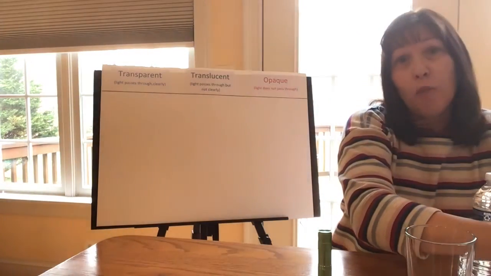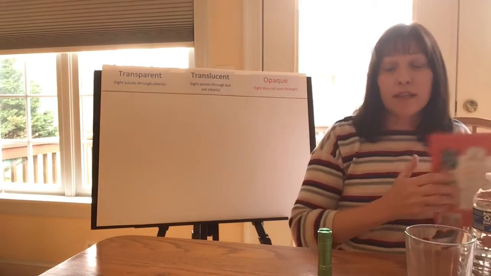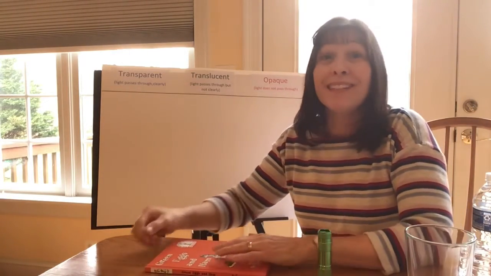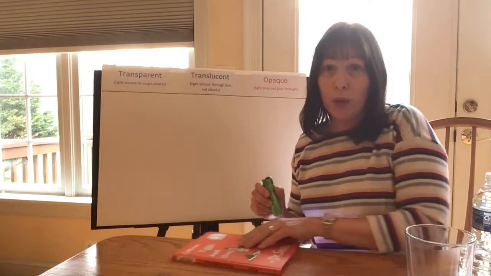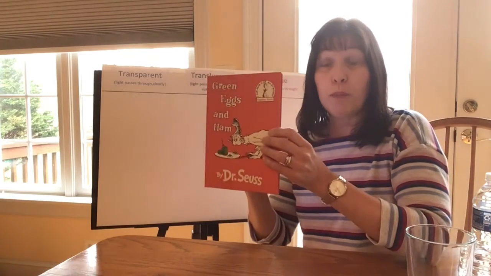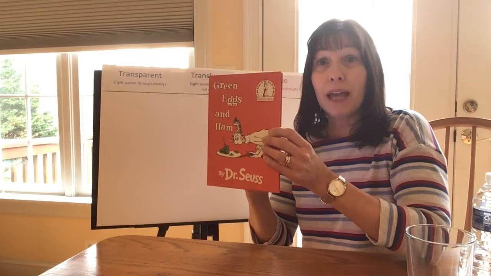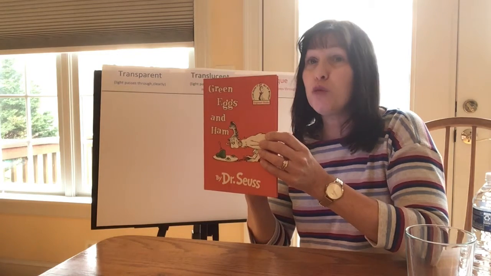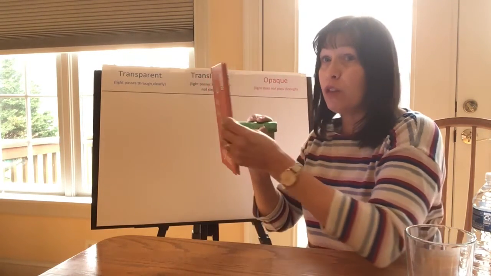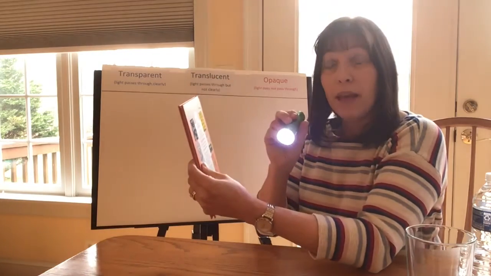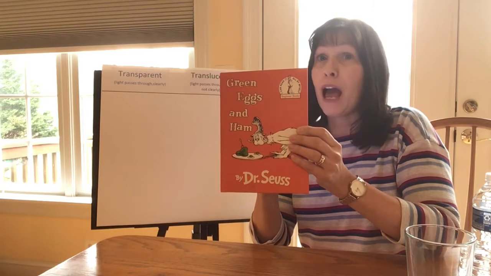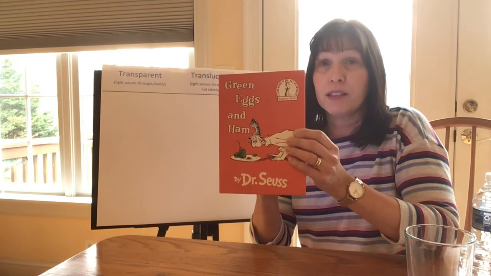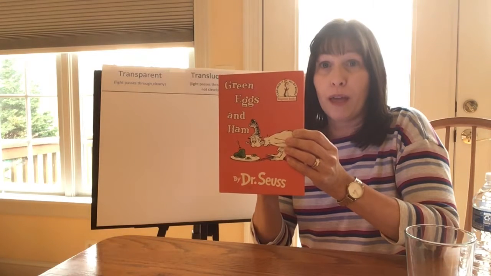The next one is opaque. Something is opaque if light does not pass through it. Here's an example. If I take my flashlight again, I have a book in my hand. If I put the book behind it, you might see light around it, but you will not see the light shining through. See? Here's my light, and here's my book. The light cannot pass through. So that makes something, you call that opaque.